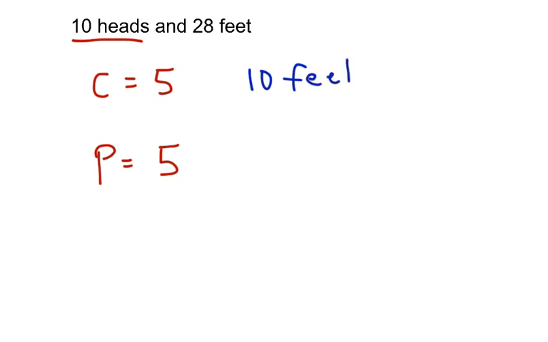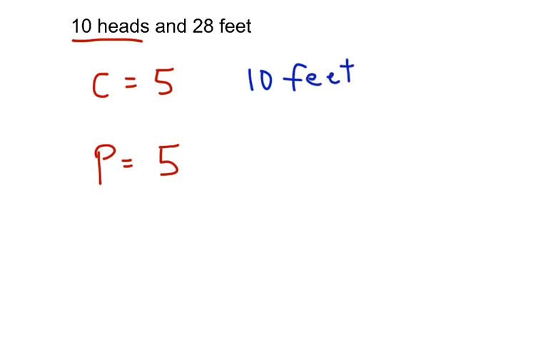Well, I'm told there are 10 heads. What if I say that I just split it right down the middle, and I've got 5 chickens and 5 pigs? That would be 10 heads, so I've got that part right. Now how many feet would this be? Well, the chickens each have 2 feet. So this would be 10 feet if I did it that way.